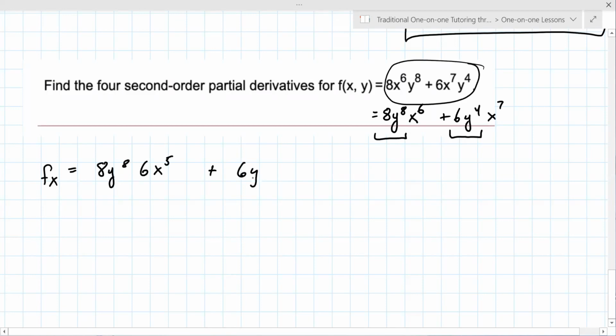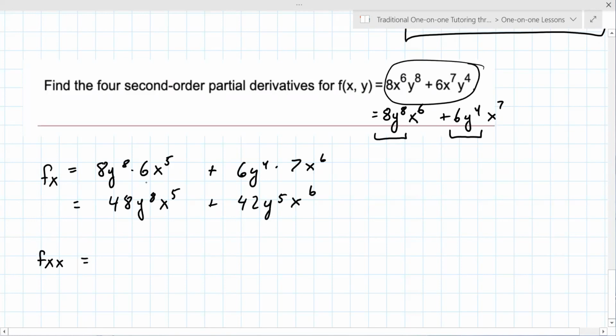Plus 6y to the 4th, and the derivative of x to the 7th is 7x to the 6th. Now, when you get more comfortable with this, you'll multiply these right away. It's 48 y to the 8th, x to the 5th, plus 42 y to the 5th, x to the 6th. Now, notice that's not one that they're looking for. They want fxx. So you've got to do this again, but it's just power rule.